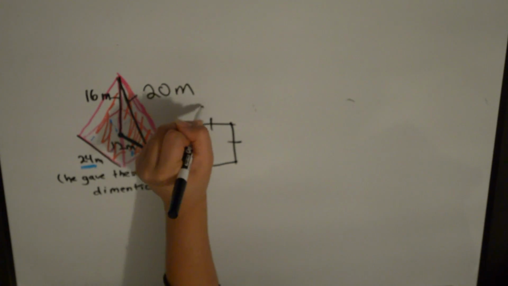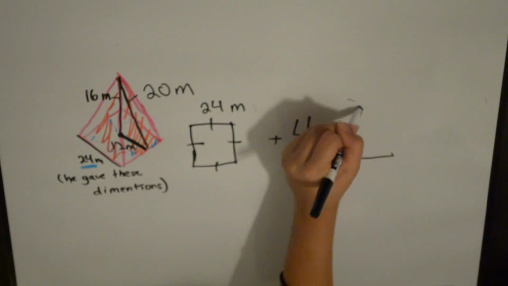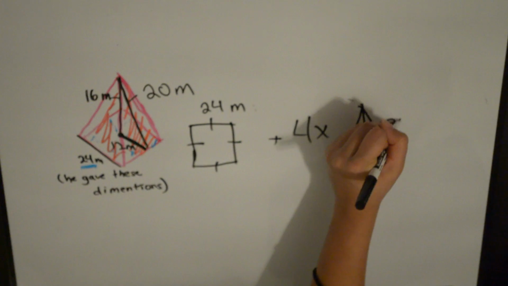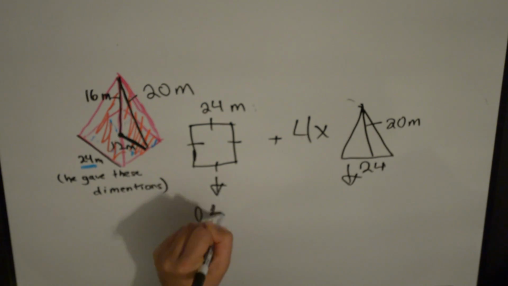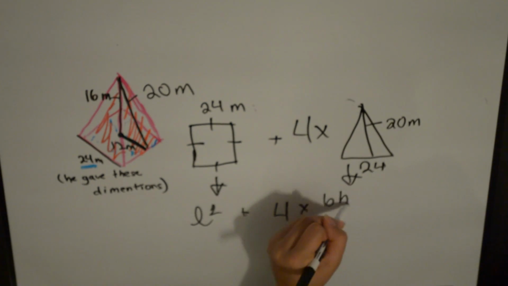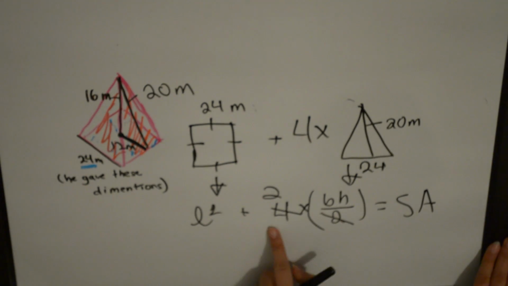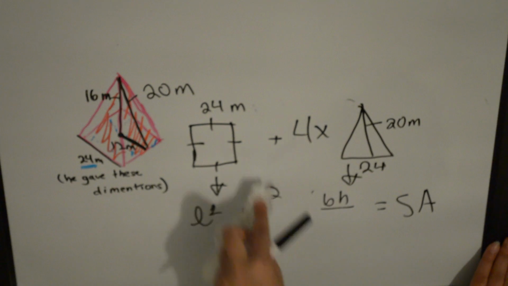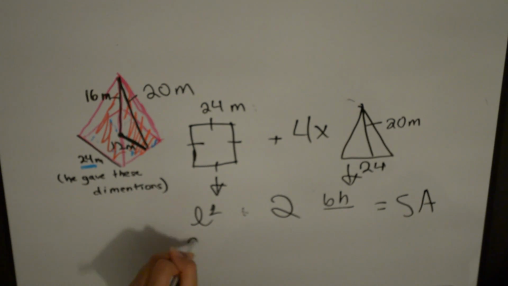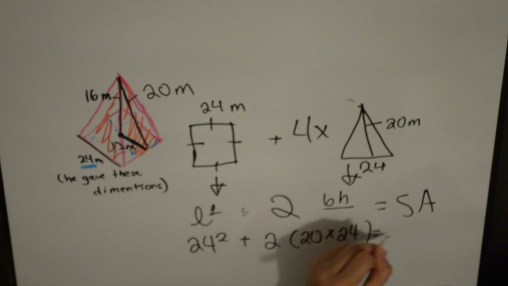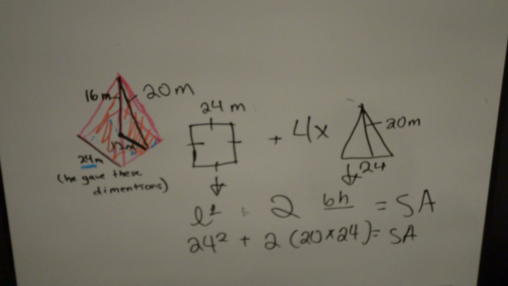Now we make the formula. L squared plus 4 times base times height divided by 2 is the surface area. Remember, the 2 and the 4 cancel out, so in the end it's just 2 times base times height. 24 squared plus 2 times 20 times 24 is the surface area. This means the surface area is 1,536 meters squared.